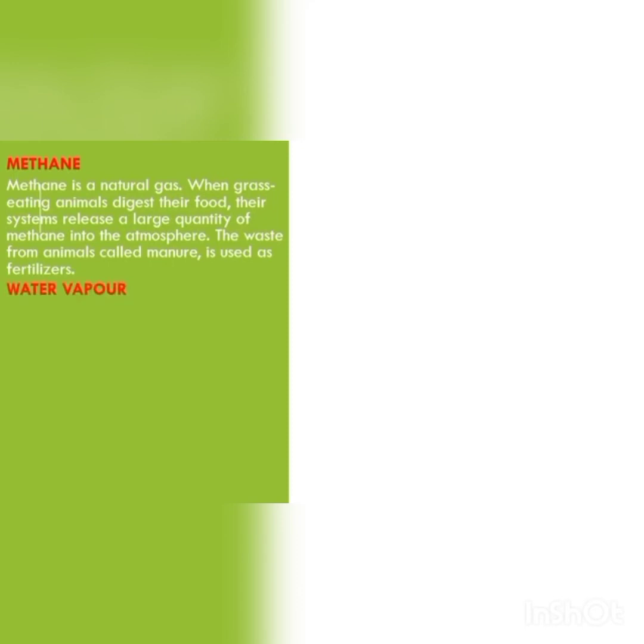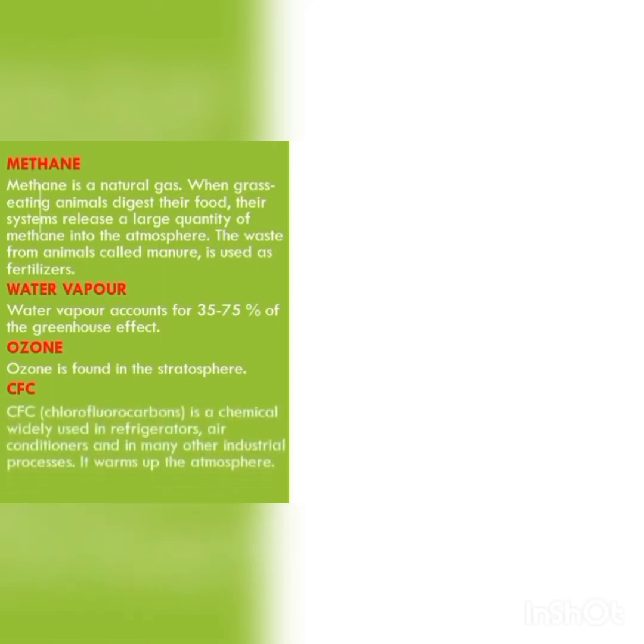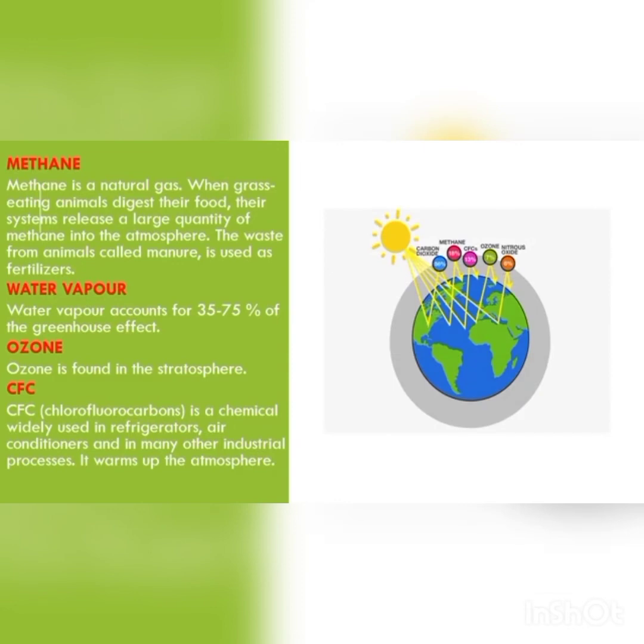Second, water vapor. Water vapor accounts for 30 to 75% of the greenhouse effect. Third is ozone. Ozone is found in the stratosphere. The stratosphere is one of the atmospheric layers. CFC means chlorofluorocarbon, a chemical widely used in refrigerators, air conditioners, and in many other industrial processes. It warms the atmosphere. It's shown in the figure.